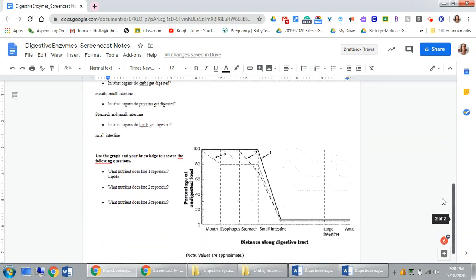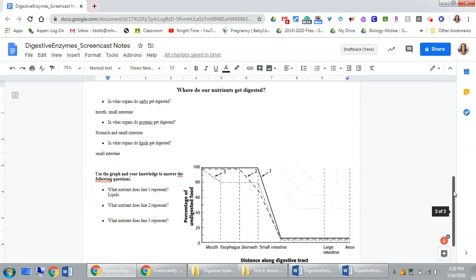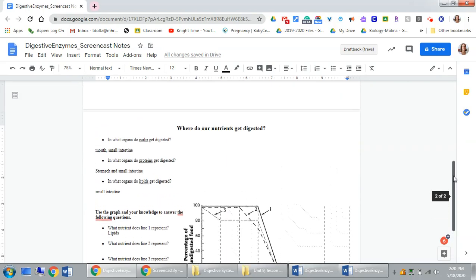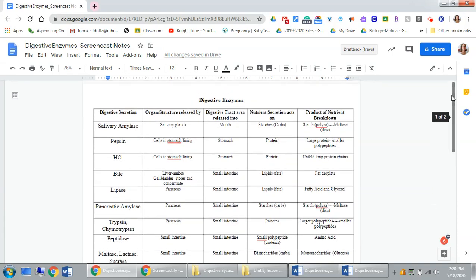The other form of digestion was mechanical, which would be like chewing or the stomach churning and pushing it along, or peristalsis, pushing things along the digestive tract. So I hope these notes are helpful to you. It is a nice summary for the digestive enzymes and even talking about what each organ is responsible for digestion.